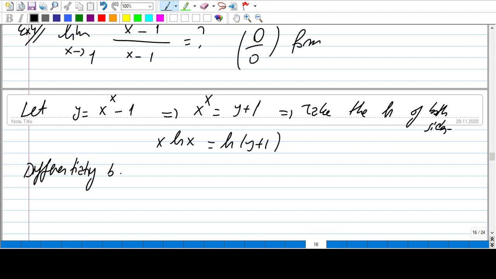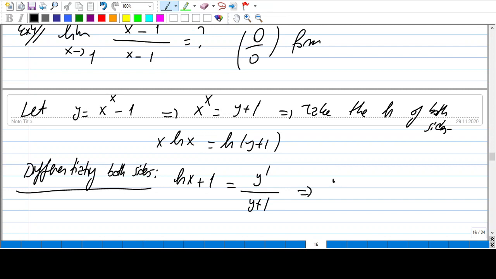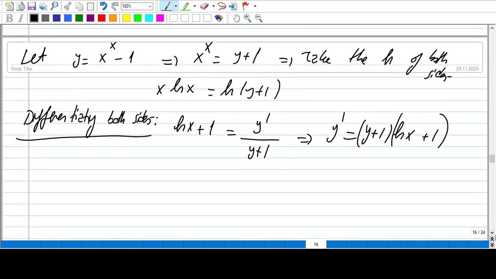Differentiating both sides. This is just one of the solutions that I can do, so you can apply another way to find a solution. If you differentiate x ln x, the derivative of x is 1 times ln x plus 1 over x times x, we have 1 equal to y prime over y plus 1. Then my purpose is in fact to find y prime. Y prime is equal to y plus 1 times ln x plus 1. So why I did this calculation, I need y prime in fact. You will see now why I need y prime.